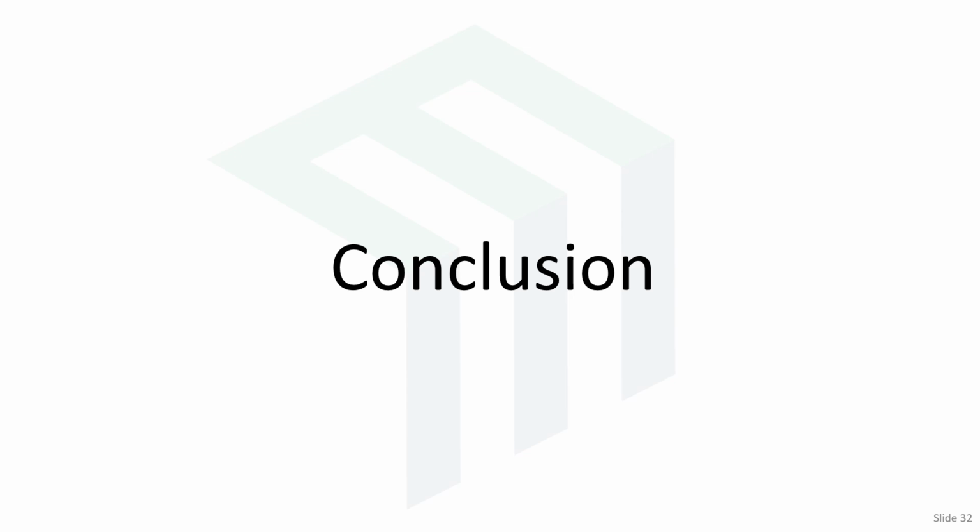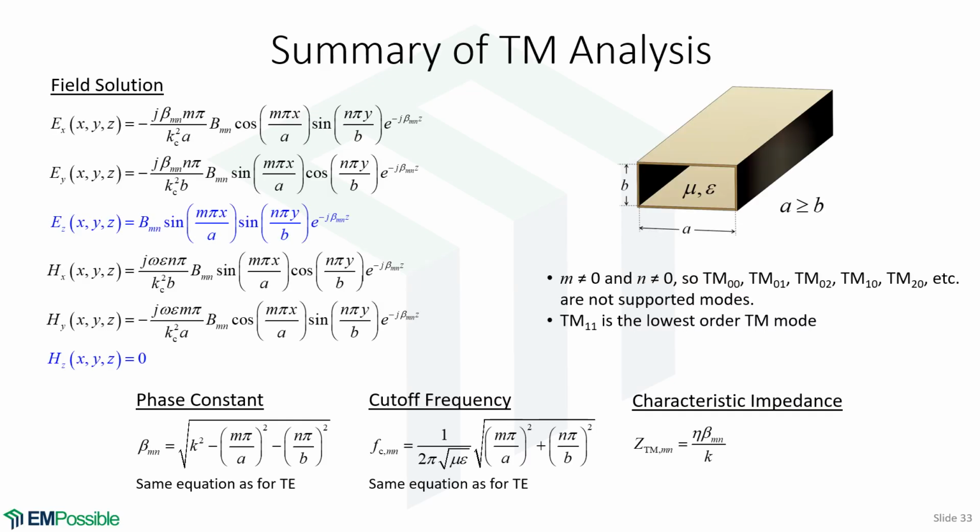Conclusion. So here's a summary of what we've done. On the left is all of the fields for the TM modes. We have a way of calculating our phase constants, our cutoff frequencies, and characteristic impedance. The equations for phase constant and cutoff frequency are the same as the TE modes.